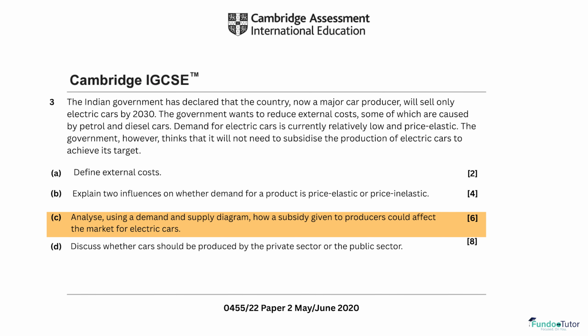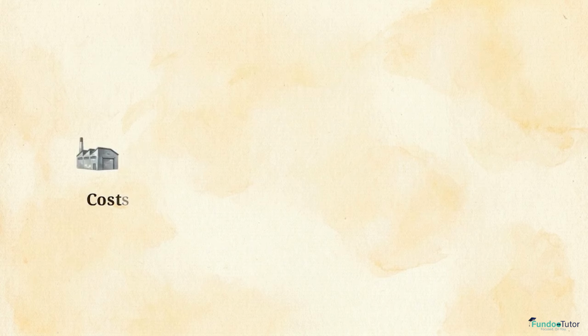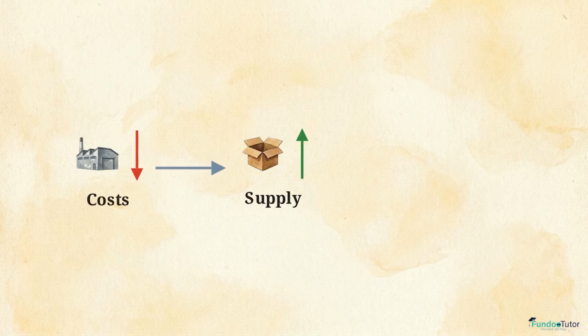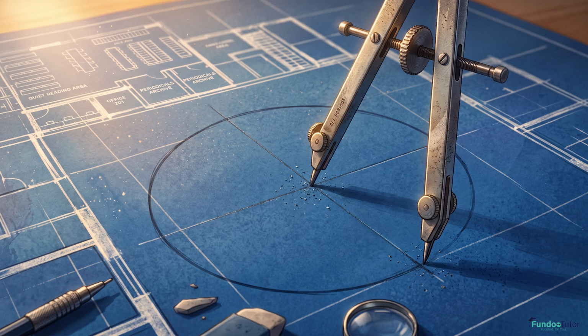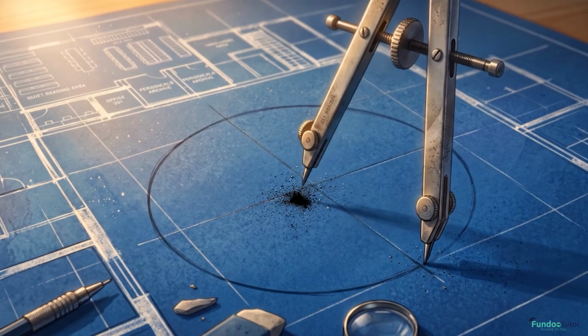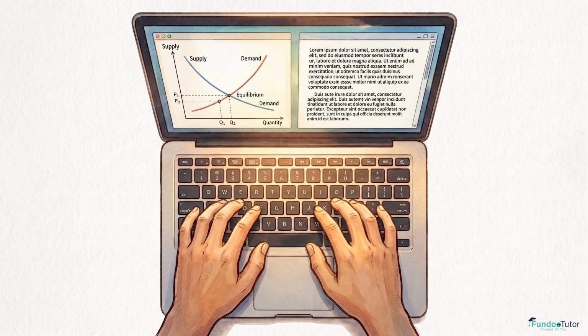Question 3 applies this exact shift to electric cars, but changes the command word from draw to analyze. To earn the marks here, you have to write out the logic. You must state that the subsidy acts as a reduction in costs, which encourages firms to supply more, ultimately lowering the price and increasing trade volume. Drawing the graph proves you know the physical mechanic. Writing the analysis proves you understand the underlying economic logic driving it.